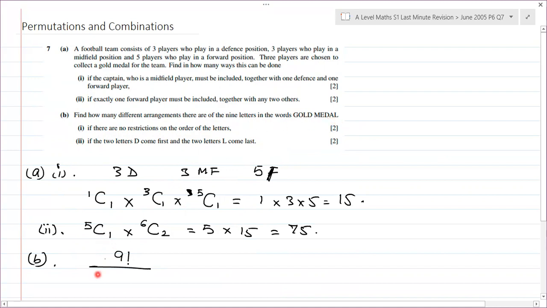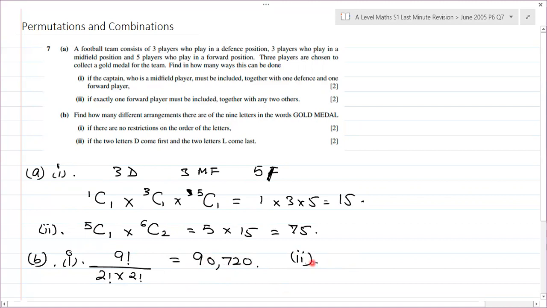L, we have 2 L's. So that's 2 factorial multiplied by 2 D's. So that's 2 D's. Anything else repeating? L, L, D, D, nothing else. So that's 9 factorial divided by 2 factorial times 2 factorial. And that should give you 90,720 as the answer to part 1, B part 1.